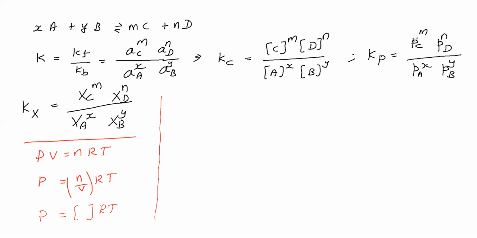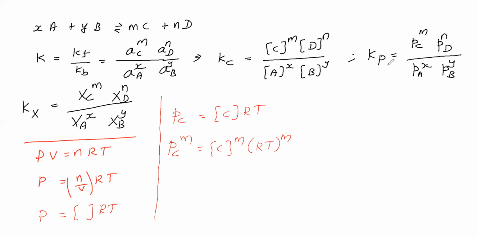Now we will take PC, that means pressure of C. Pressure of C is equal to concentration of C into RT. Power M is there, so that power M we will introduce. PC means pressure of C, power is M. Therefore concentration of C power M, RT power M, we said.